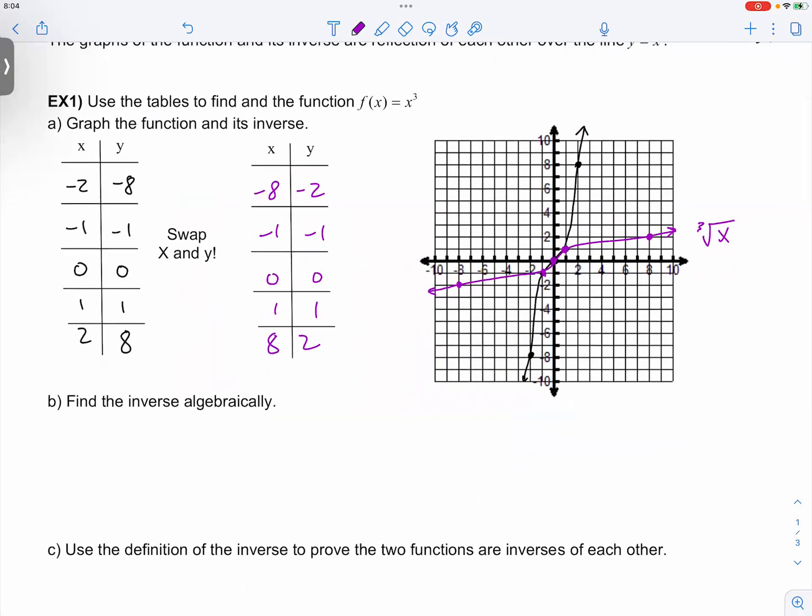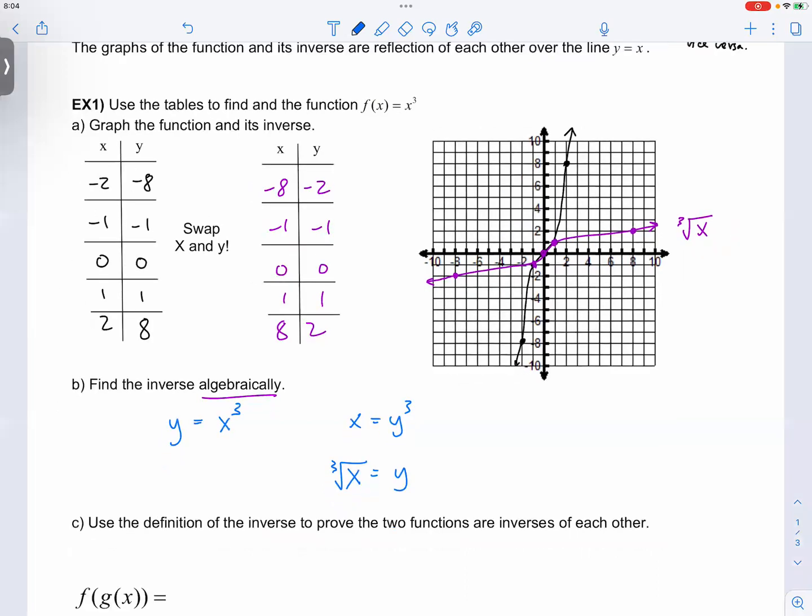And if you remember how to find the inverse algebraically, we would say what? We say, oh yeah, y is equal to x cubed, right? Then you switch the x and y, and then you solve for y again. And voila, done. y is equal to cube root of x. So that's the theme for today. And tomorrow, we're going to find a bunch of inverses.